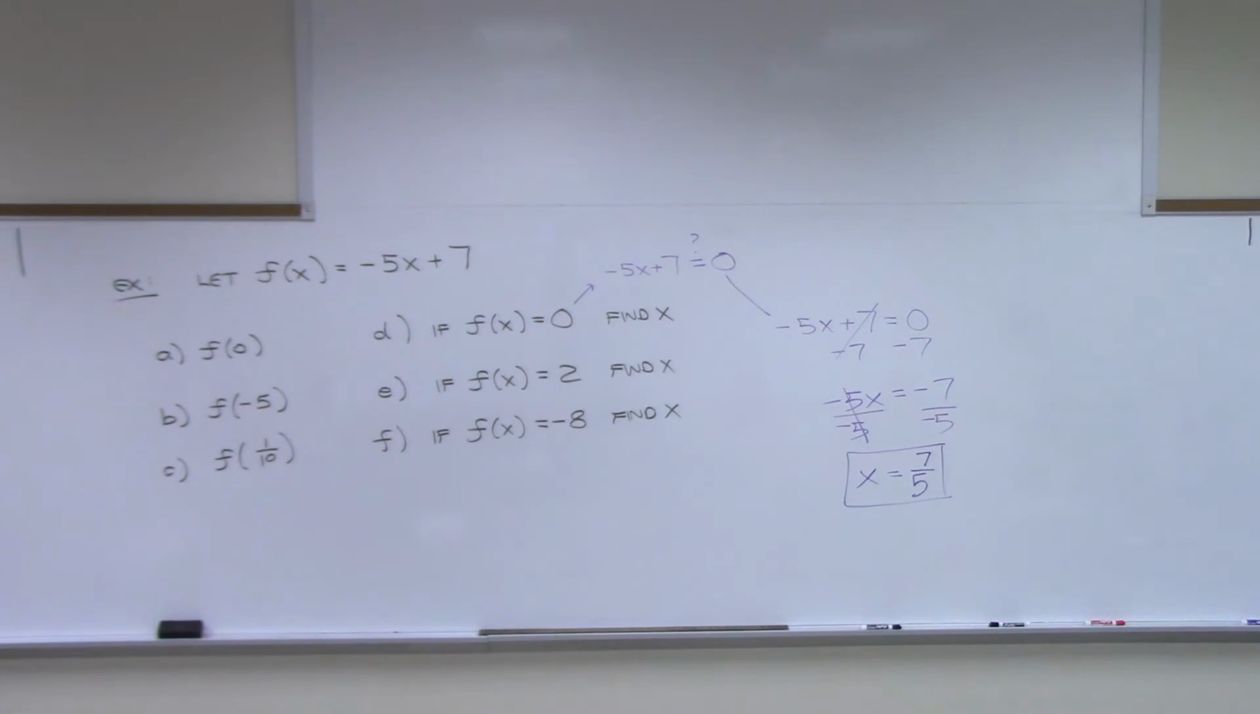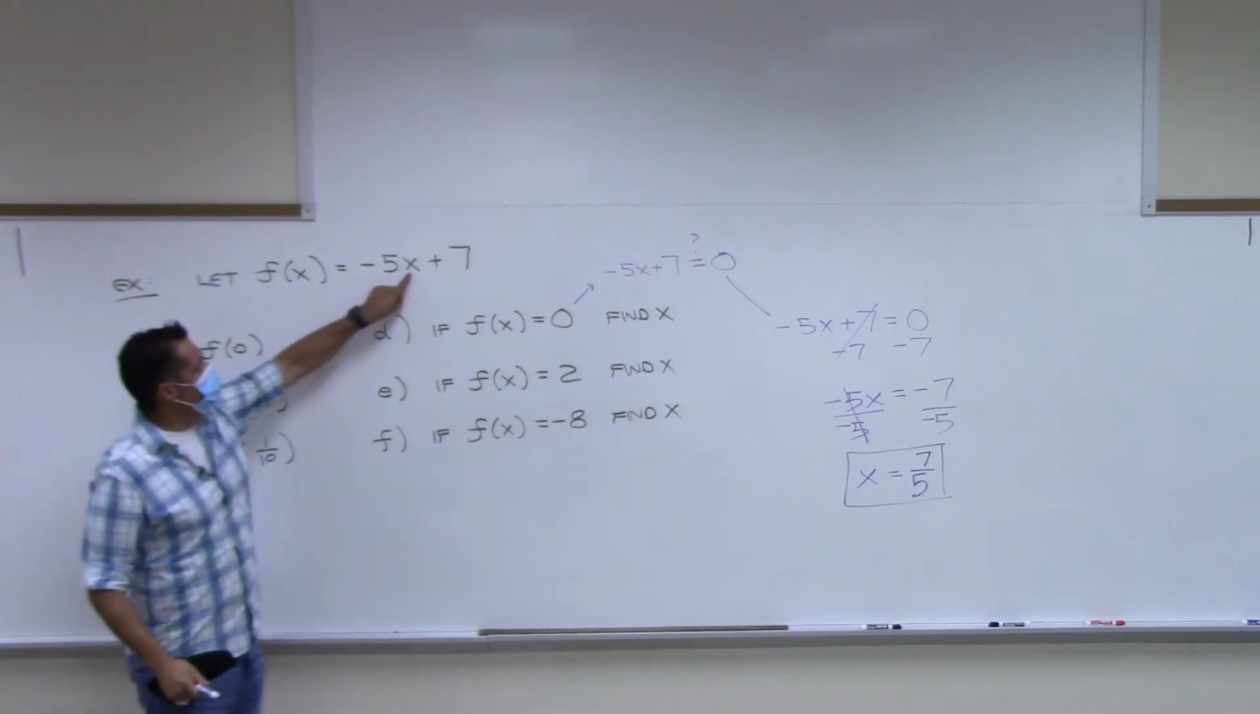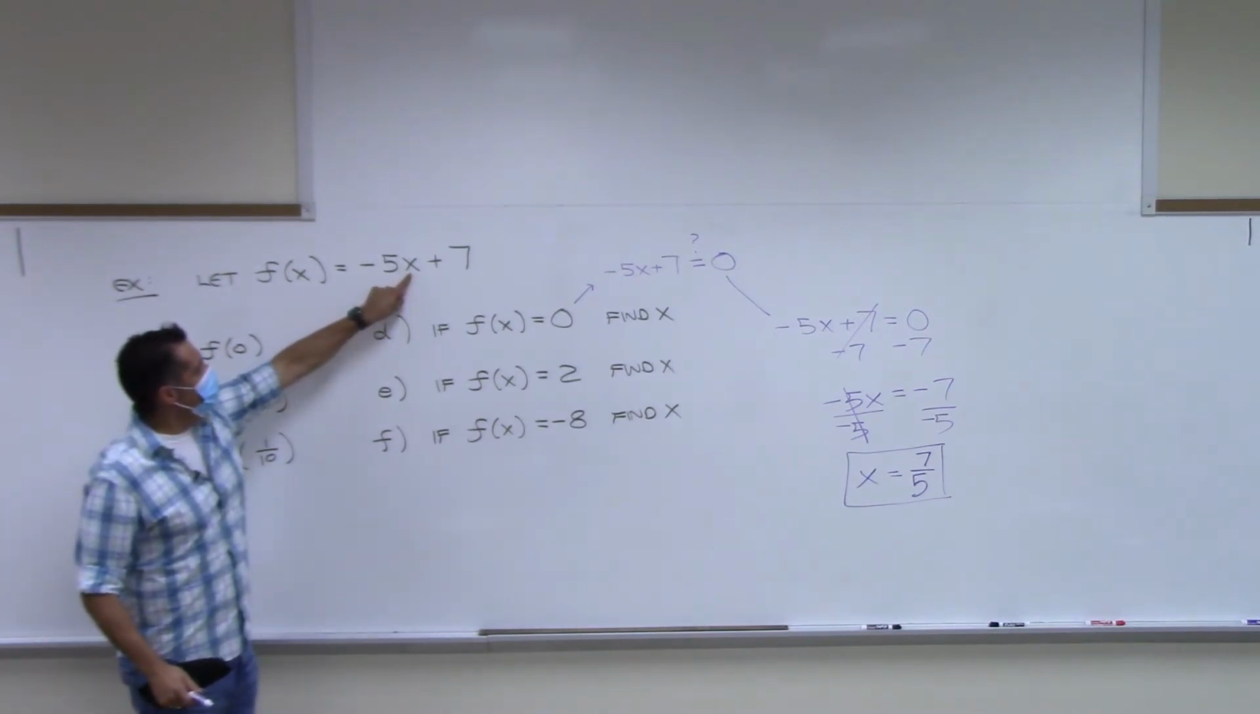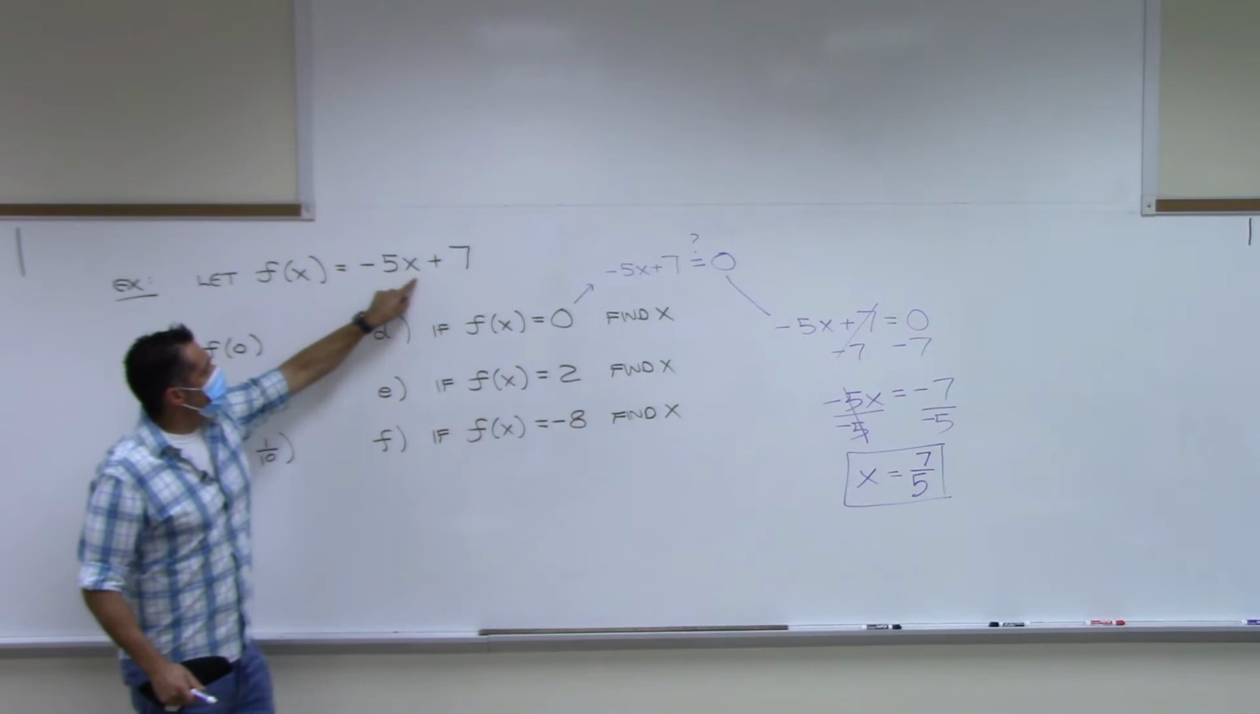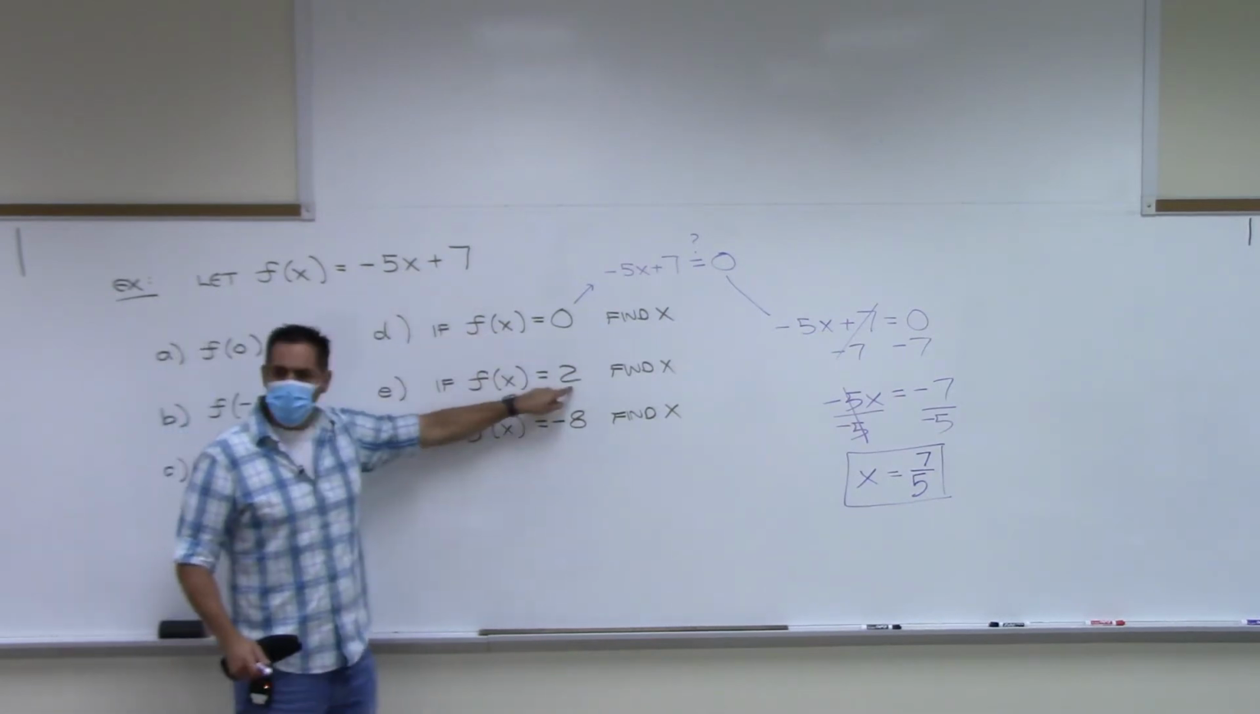So let's see. Is 1 correct for E? There's a way we can check it real easily. We can just plug 1 in right here. If we plug in 1, what do we get? -5 plus 7, which is 2. Yep, that works, right? That works.